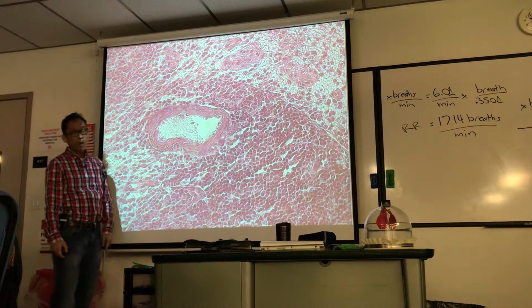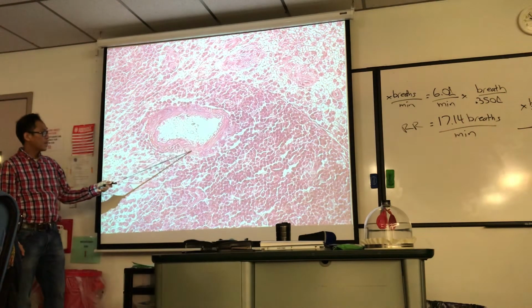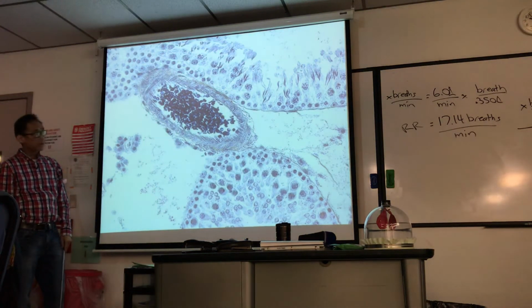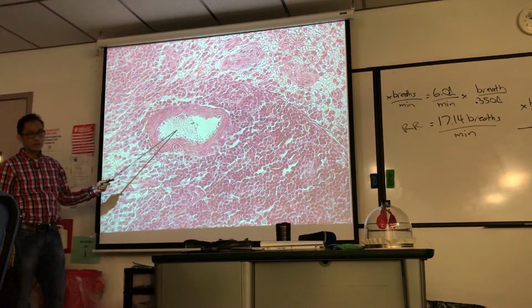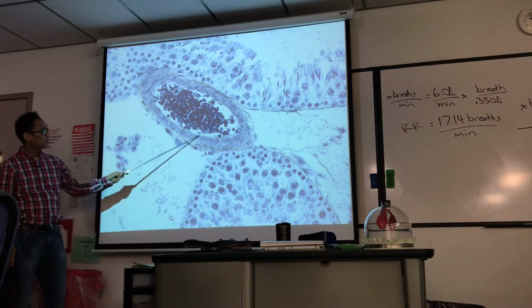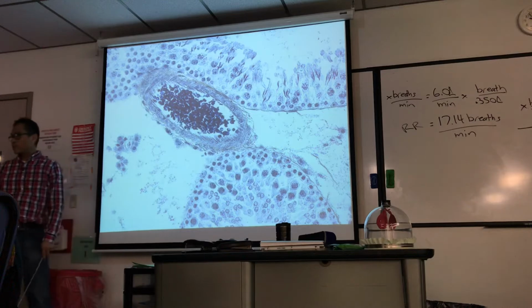This is an arteriole. T-I, T-M, no T-A. This is a muscular artery. This was an arteriole: 2 layers. If it's a muscular artery, how many layers? 3: T-I, T-M, T-A. It's pretty big. It's a good sized muscular artery.